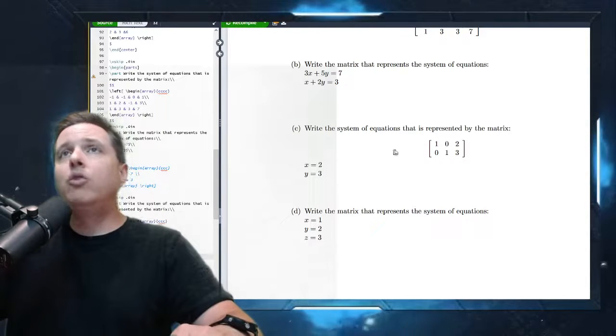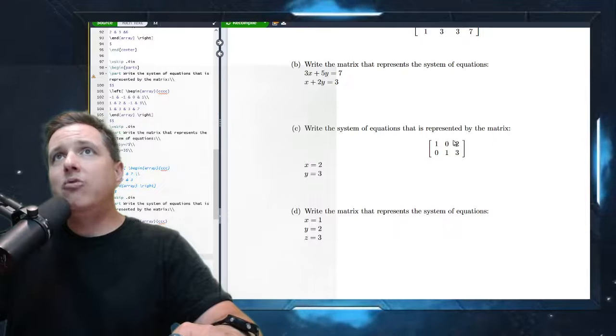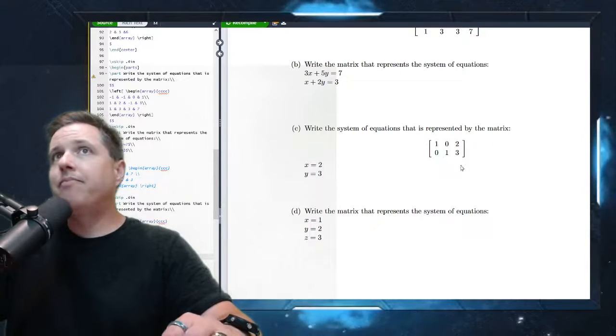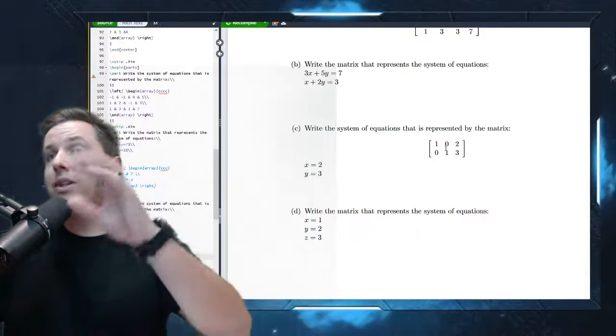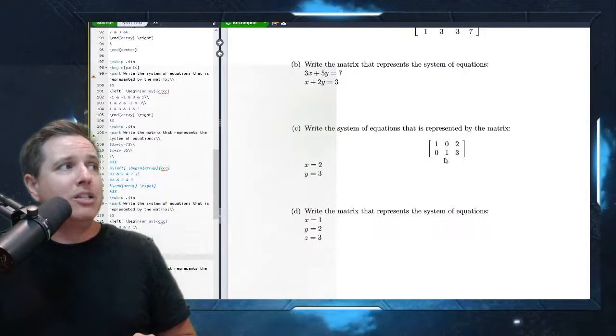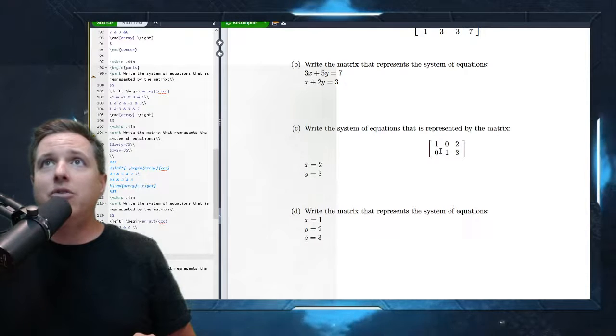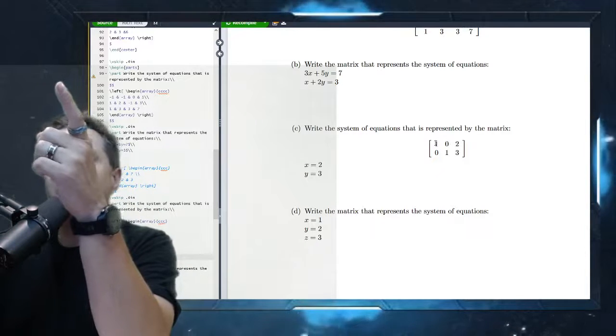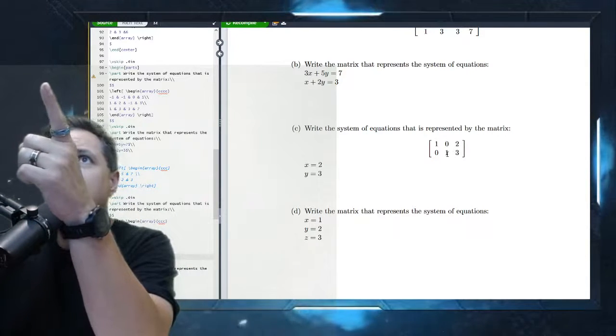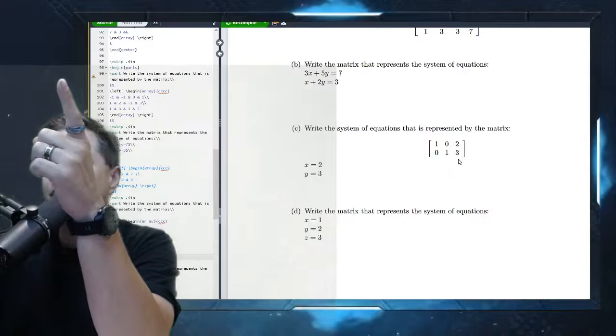So what you want to recognize is this pattern right here where we have a bunch of 1s and 0s in this special pattern. You'll get into more complicated structures that have that pattern of 1s and 0s. But when you see this pattern where you have a 1 and then 0s after that and then a 0 and then a 1, you can just read this directly and go, oh, that means x equals 2 and that means y equals 3. Okay.